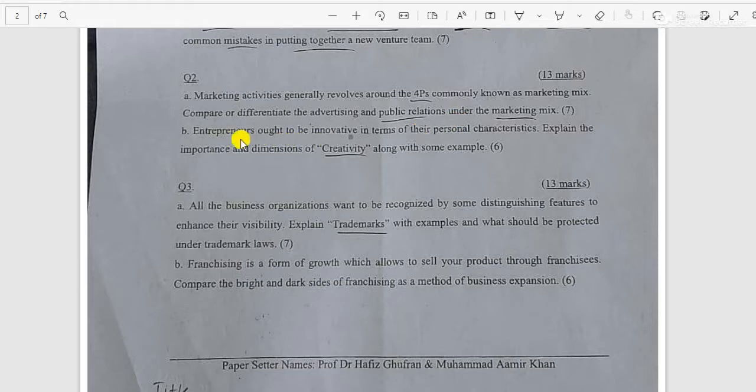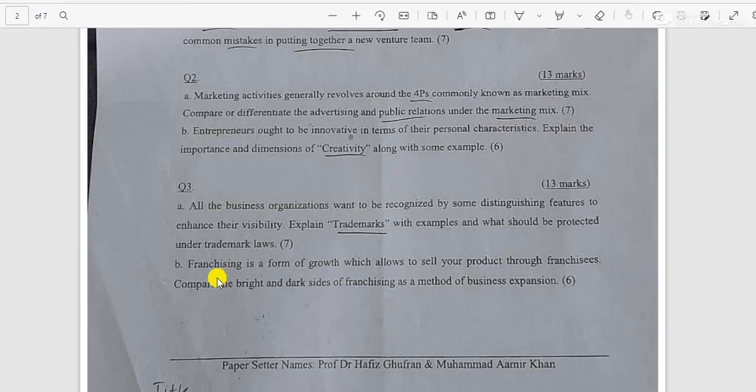And part B is entrepreneurs ought to be innovative in terms of their personal characteristics. Explain the importance and dimensions of creativity along with example. And question number 3, part A, all the business organizations want to be recognized by some distinguishing features to enhance their visibility. Explain the trademarks with examples and what should be protected under trademark laws.